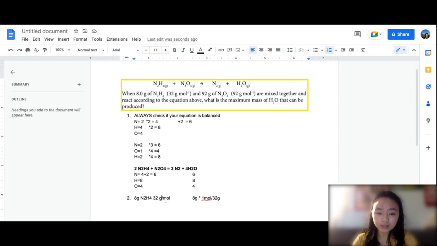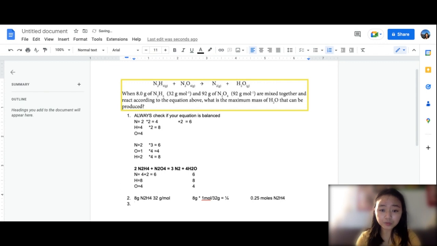The ratio is the exact same. So when we manipulate this to cancel out grams on both sides, grams here and grams here, we get the number of moles. And so let's calculate what that is. 8 over 32 is 1 over 4, or 0.25 moles. So now we know we have 0.25 moles of N2H4.